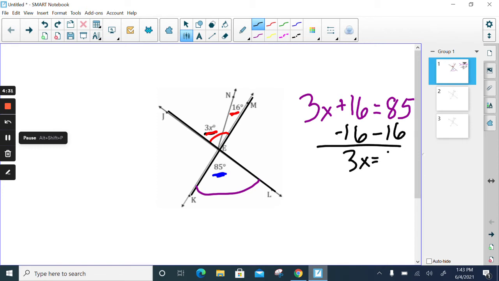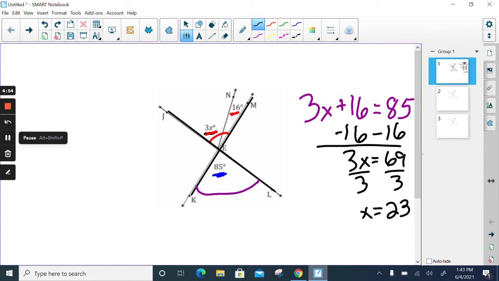3x is equal to 69 degrees, and then divide by 3 to get my value of x. And I can always check this how I want to. We know 3x is 69 degrees. 69 plus 16 does equal 85. We know for a fact this has to be the correct answer.